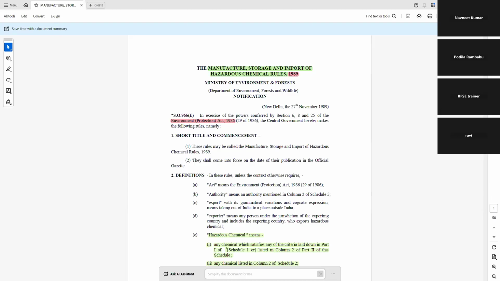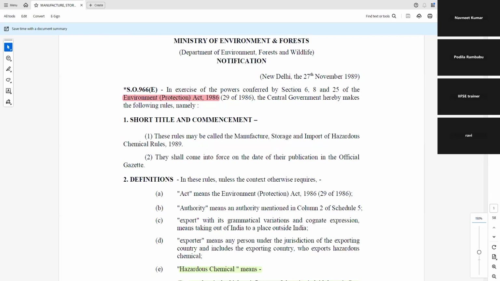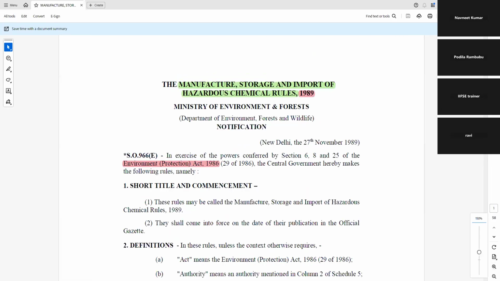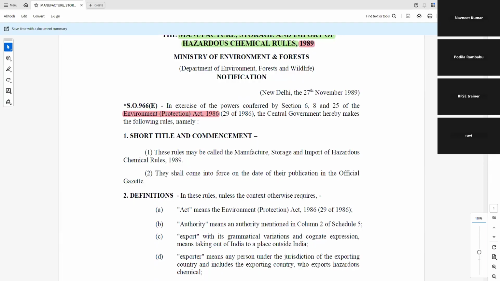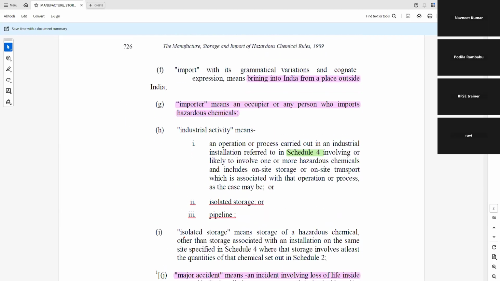Okay. Yesterday we started with the Manufacture, Storage and Import of Hazardous Chemicals Rules, 1989. As I said, it came from the Environmental Protection Act. There we talked about which chemicals fall under hazardous chemicals. As we have seen, the chemicals listed in Schedule 1, Column 2, as well as Column 2 of Schedules 2 and 3, are the set of chemicals we consider hazardous chemicals.